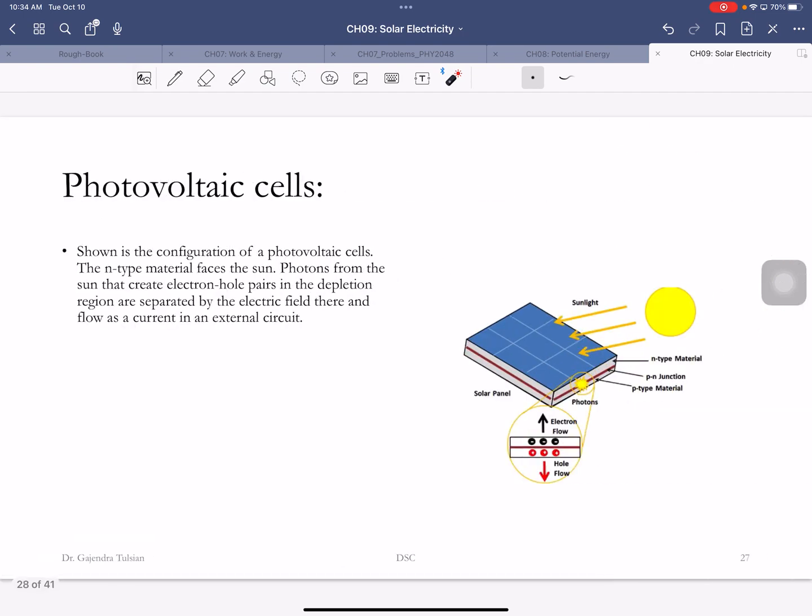Okay? So here's how this looks. Here's the p-n junction. That's where the sunlight is absorbed with probability 1. There's the n-type at the top, p-type at the bottom. So the electrons flow like that, and then go to the bottom like that. So that's where the sunlight is being absorbed.